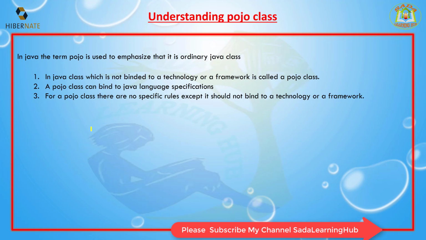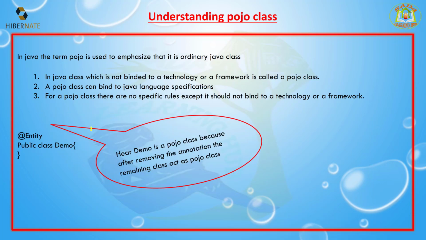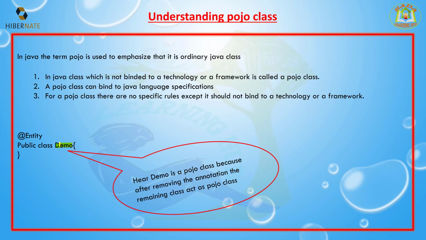Coming to the next example, I'm creating a Demo class. Before that, I'm putting an @Entity annotation. See, this is a POJO class when you remove the Entity annotation. Whenever we remove the Entity annotation, this class satisfies the POJO class. If you are putting @Entity, that is not a POJO class. Whenever you remove the Entity, this Demo class acts as a POJO class.